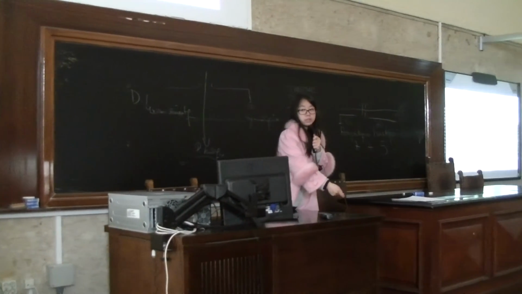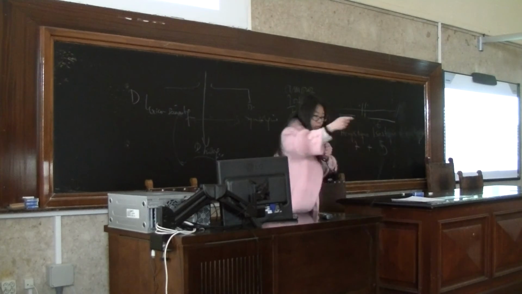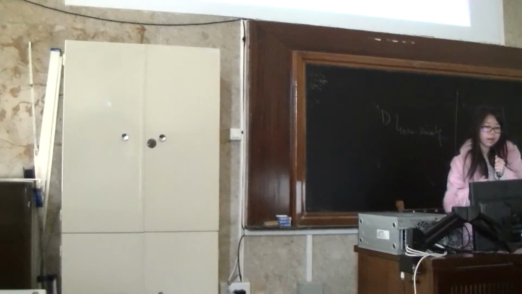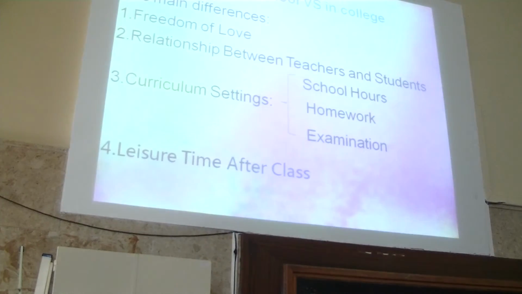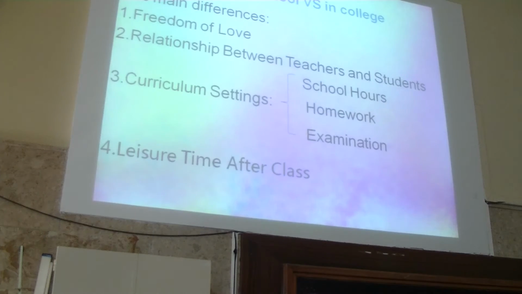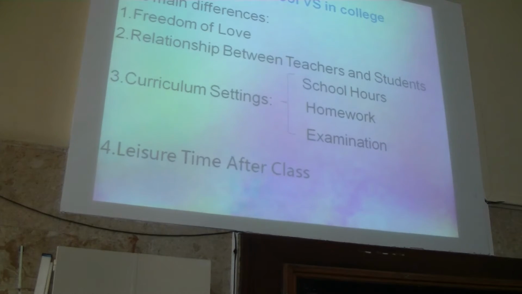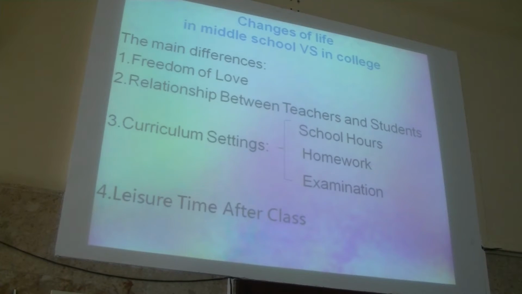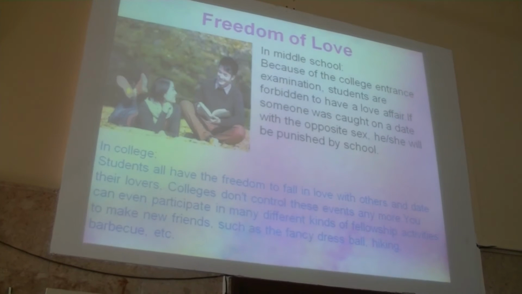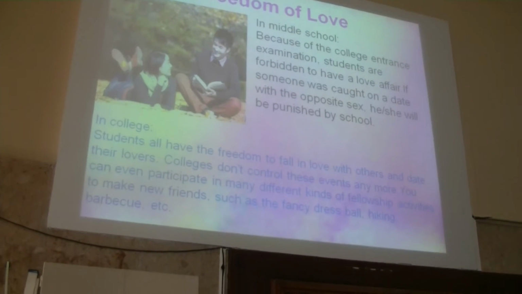Now I will introduce college life in China to you. My presentation mainly covers the changes between life in middle school and life in college, and there are mainly 4 parts. The first is the freedom of life, and the second part is the relationship between teachers and students. The third part is the curriculum settings, which includes our school hours, our homework and examinations. And the fourth part is the leisure time after class. Let's first look at the freedom of life.